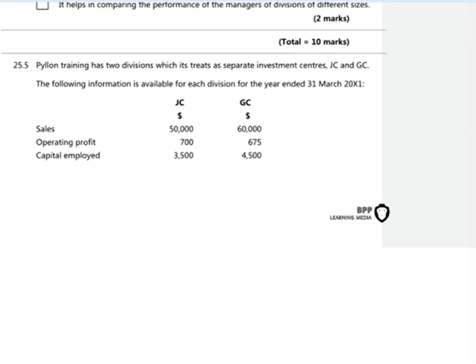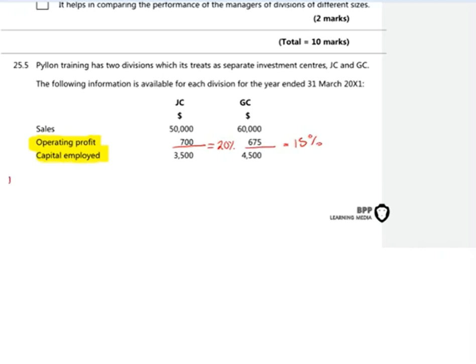First, we're asked to calculate the return on investment. We should remember that formula is the operating profit divided by the capital employed. So I can simply divide the operating profit by the capital employed for JC, which comes out at 0.2 or 20%. And I'll do the same for GC, giving me 15%.